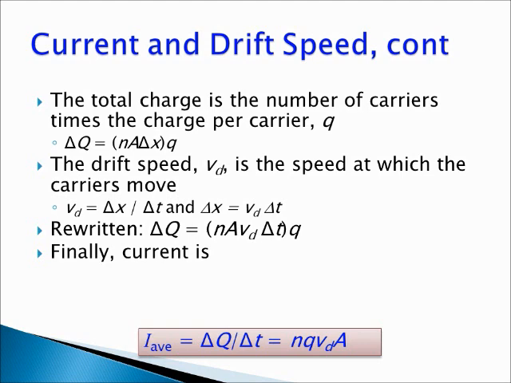Here again, the Vd is the drift speed, which is the speed at which the charge carriers move. Vd is equal to delta x over delta t, and hence delta x is equal to Vd times delta t. Finally, dividing delta t out, we will get the average value of the current. It is equal to n times q times Vd times A.